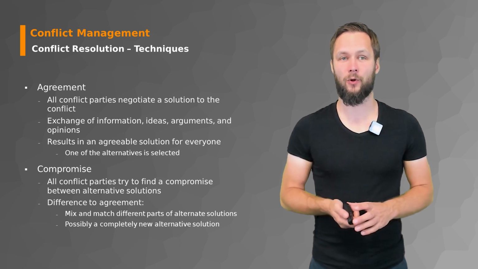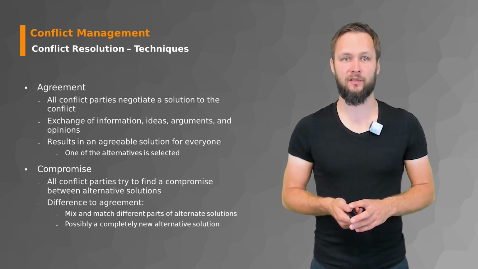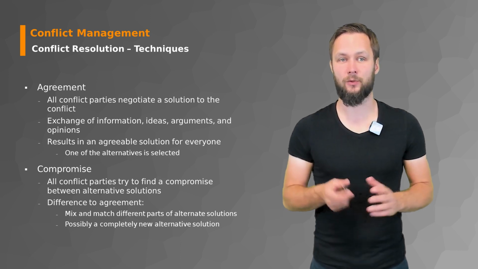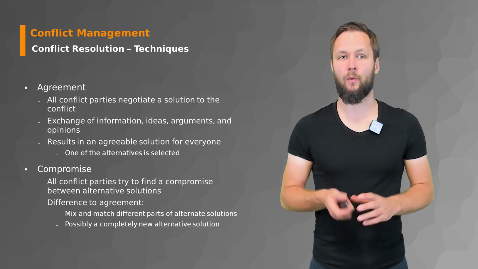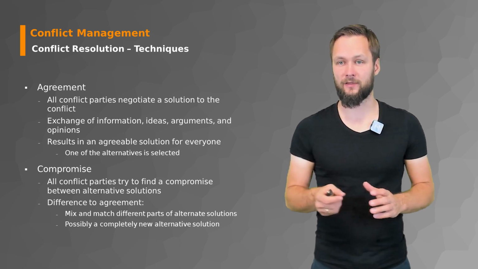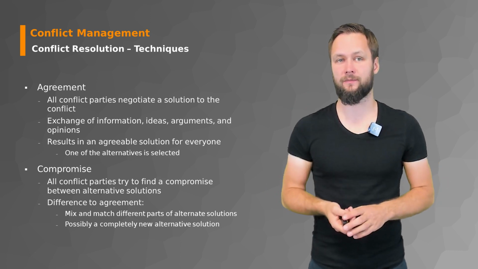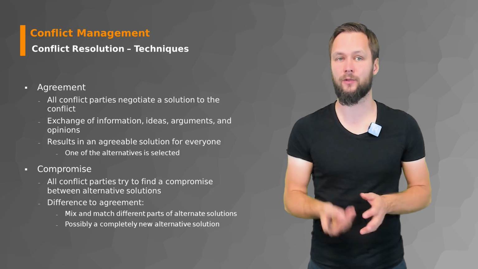You have all conflict parties negotiate a solution to the conflict. They exchange information, ideas, arguments, and opinions. And in the end, you hopefully have a result where they agree on a solution that works for everyone. One of the alternatives is selected. Select one of the alternatives, which is important because there is a difference between an agreement and a compromise.